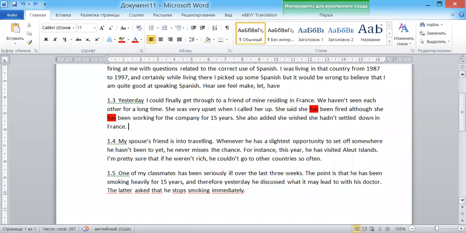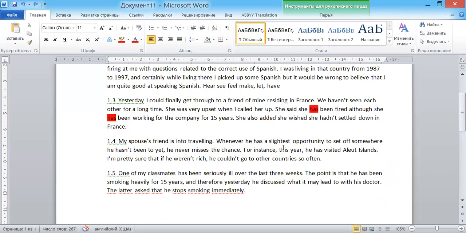My spouse's friend is into traveling. First of all, we identify that this word is nothing but a gerund. Why a gerund? Because it follows the preposition into. We remember that we're supposed to use gerunds after prepositions. This is the case, so everything's fine about this sentence.